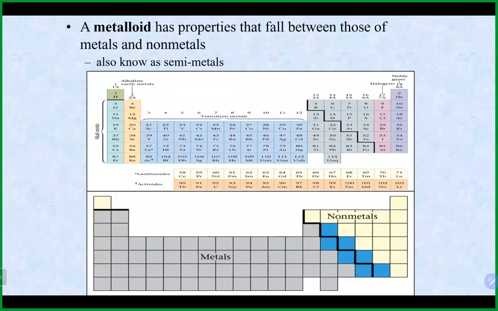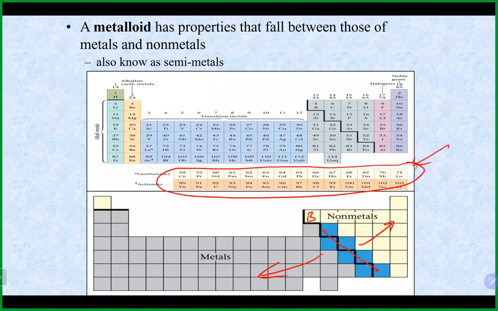The semi-metals, or metalloids, which are more commonly called, are that staircase that comes down. Some books will include boron as being part of that, and some don't. Can't remember off the top of my head what yours does. But you can kind of see the metalloids, which are these blue guys here. To the right are non-metals, to the left are metals. And by the way, the 2 rows on the bottom are also metals.